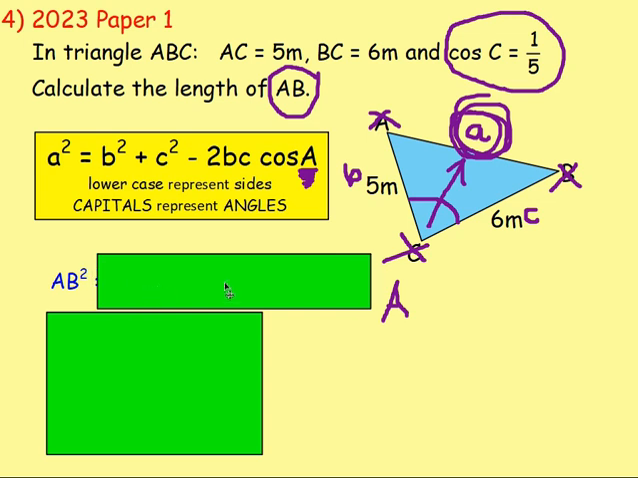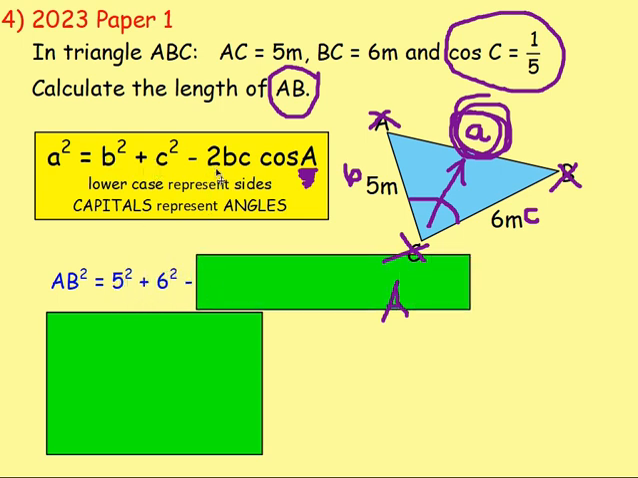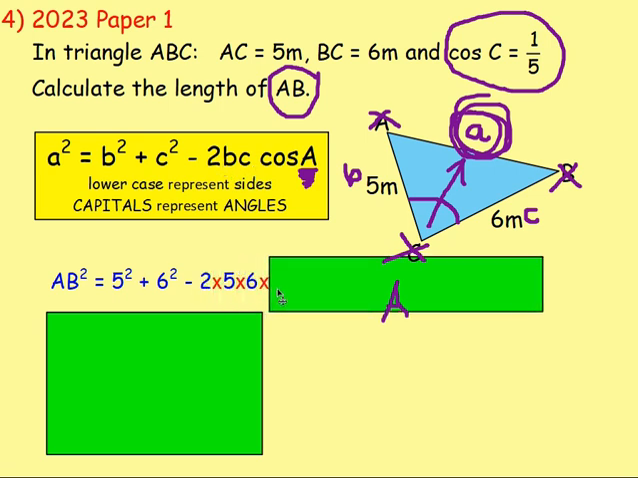So going with that, this side they are calling AB in the question, so I'm just sticking with AB. So AB squared will equal, you've got the other two sides, either side of our angle. So b squared plus c squared becomes 5 squared plus 6 squared. Take away 2 times both sides, so take away 2 times 5 times 6 times, and then it's cos of our angle.